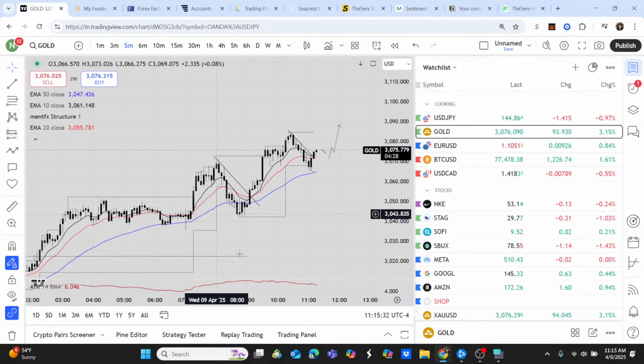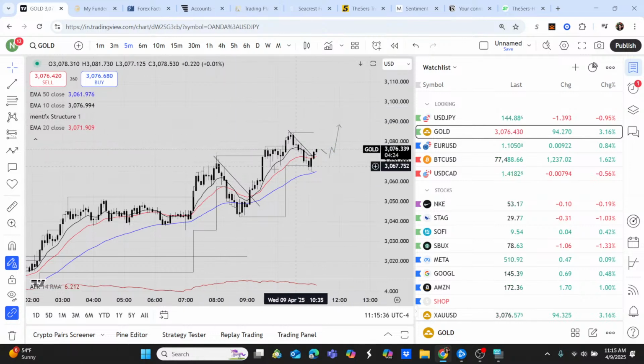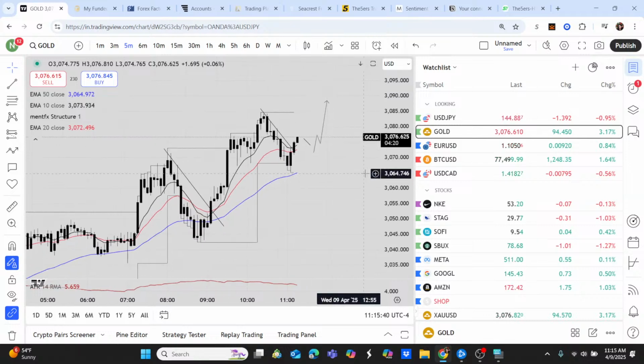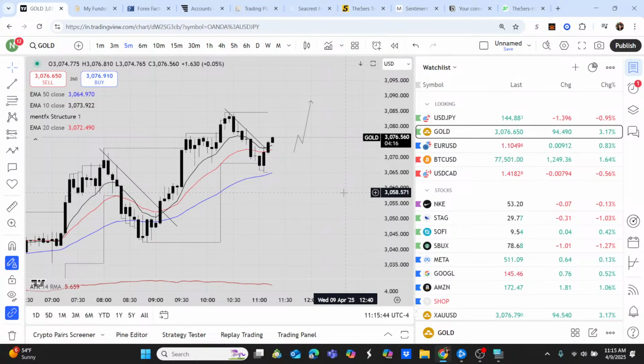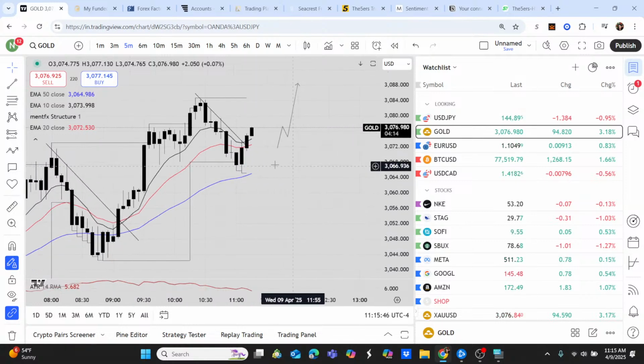Break up, break up, break down. Assuming the target's the high, break up, break down. Assuming the target's the high, run an overall bullish trend. Yeah, time frame alignment. So it's all about just waiting.